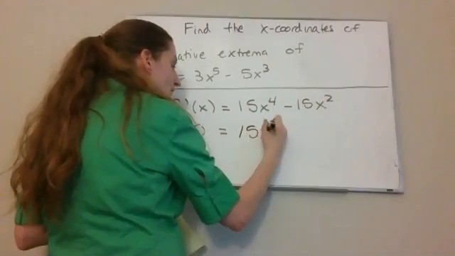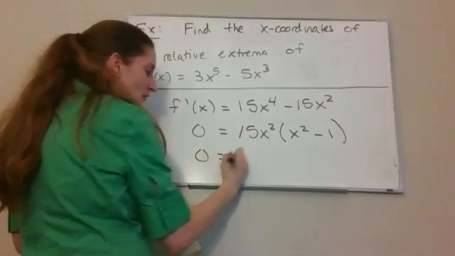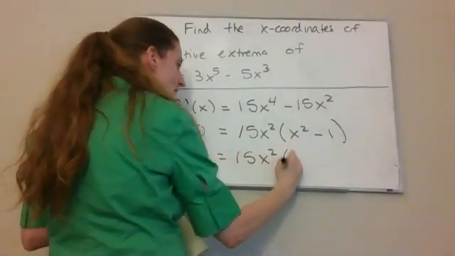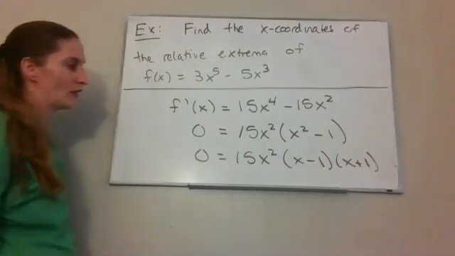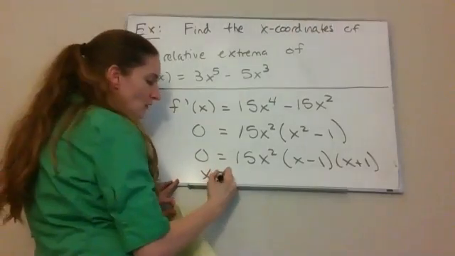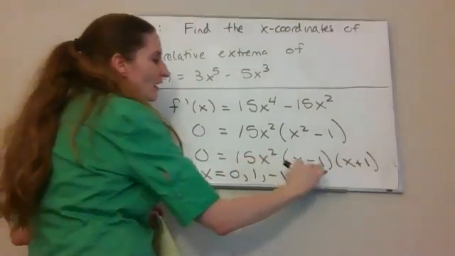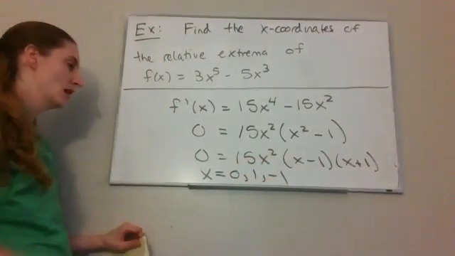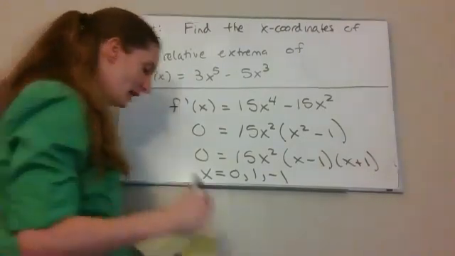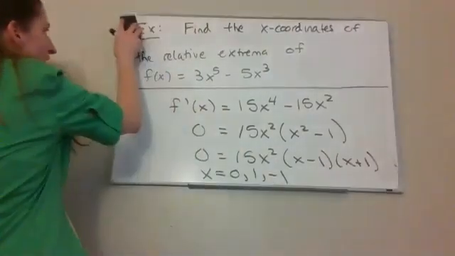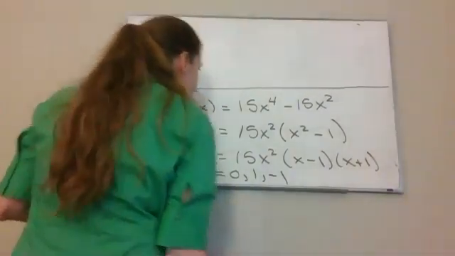I'm going to factor. And I'm going to keep factoring until it's fully factored to get all of my critical values. My critical values are 0, 1, and -1, which is found by setting each of these pieces equal to 0. So I have 3 possible candidates for relative maxima and minima. Now, I said we were going to use the second derivative test to see if these are maxima or minima. So let's find our second derivative.